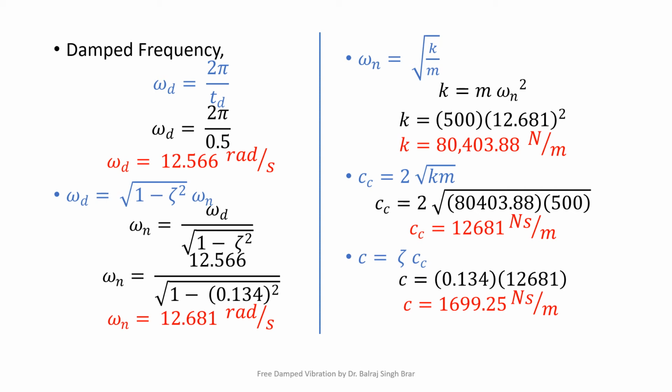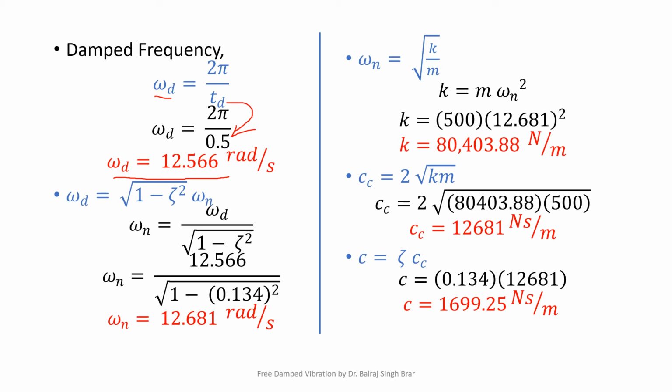Now we will be calculating the damped frequency omega d, for which the relation is 2 pi by Td. Td is the time period for the damped vibrations, and for the present case, experimentally it has been found to be 0.5 seconds. We put it here and saw omega d becomes 12.566 radians per second.